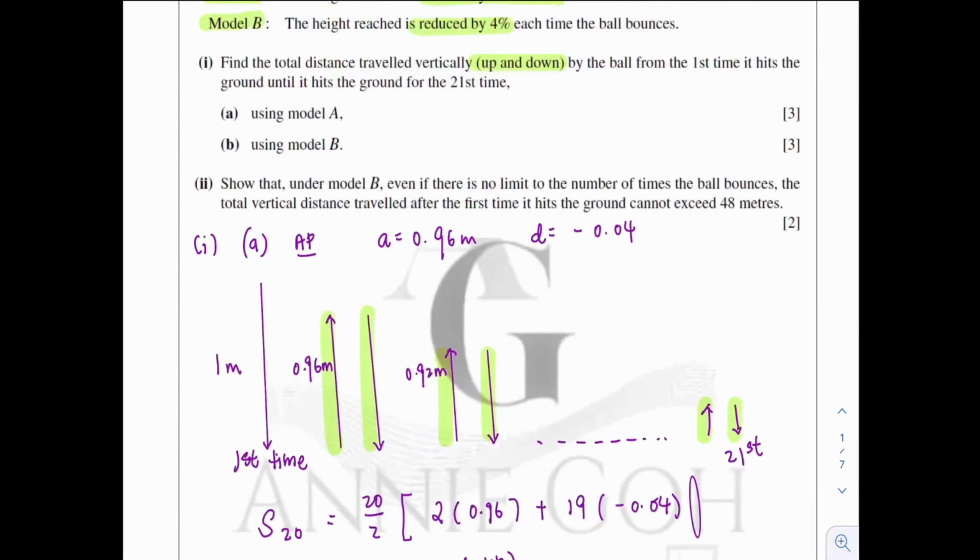And for the last part, part 2: show that under model B, even if there's no limit to the number of times the ball bounces, the total vertical distance traveled after the first time it hits the ground cannot exceed 48 meter. No limit here means we are finding the sum to infinity. So what you need to do here is just show the sum to infinity's answer cannot be more than 48 meter. Okay, so let's proceed to part 2's working.